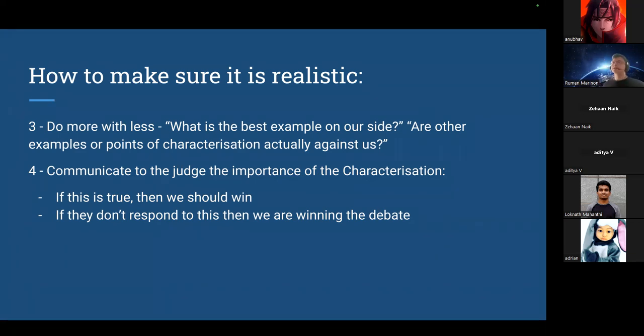So try to do less with more, because either nothing will happen against you and you're just wasting time, or this could be a very bad outcome for you when you are being mischaracterized. I know it sounds counterintuitive, but actually cutting down on certain aspects of the analysis could help you more. And finally, you need to communicate the importance of the characterization to the judge.